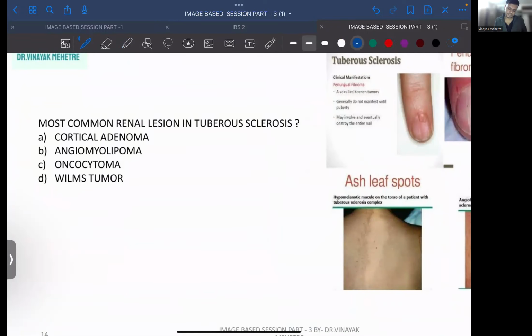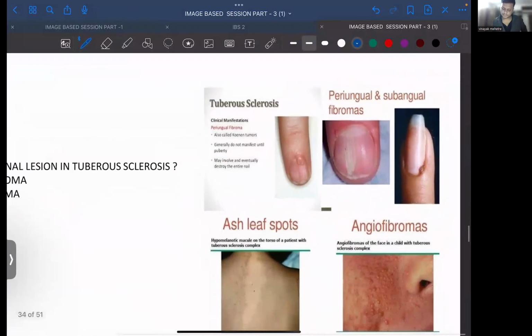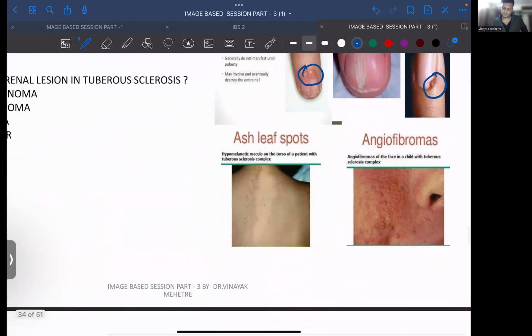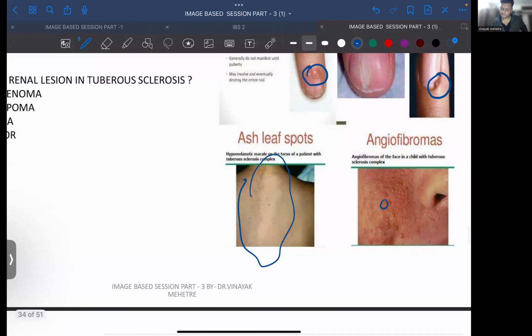One-liners which come in tuberous sclerosis: angiomyolipoma. What else do we see in tuberous sclerosis? We will see periungual fibroma. Periungual fibroma is found here, right? And on the back, we are going to see ash leaf macules with angiofibroma on the chin or cheek.